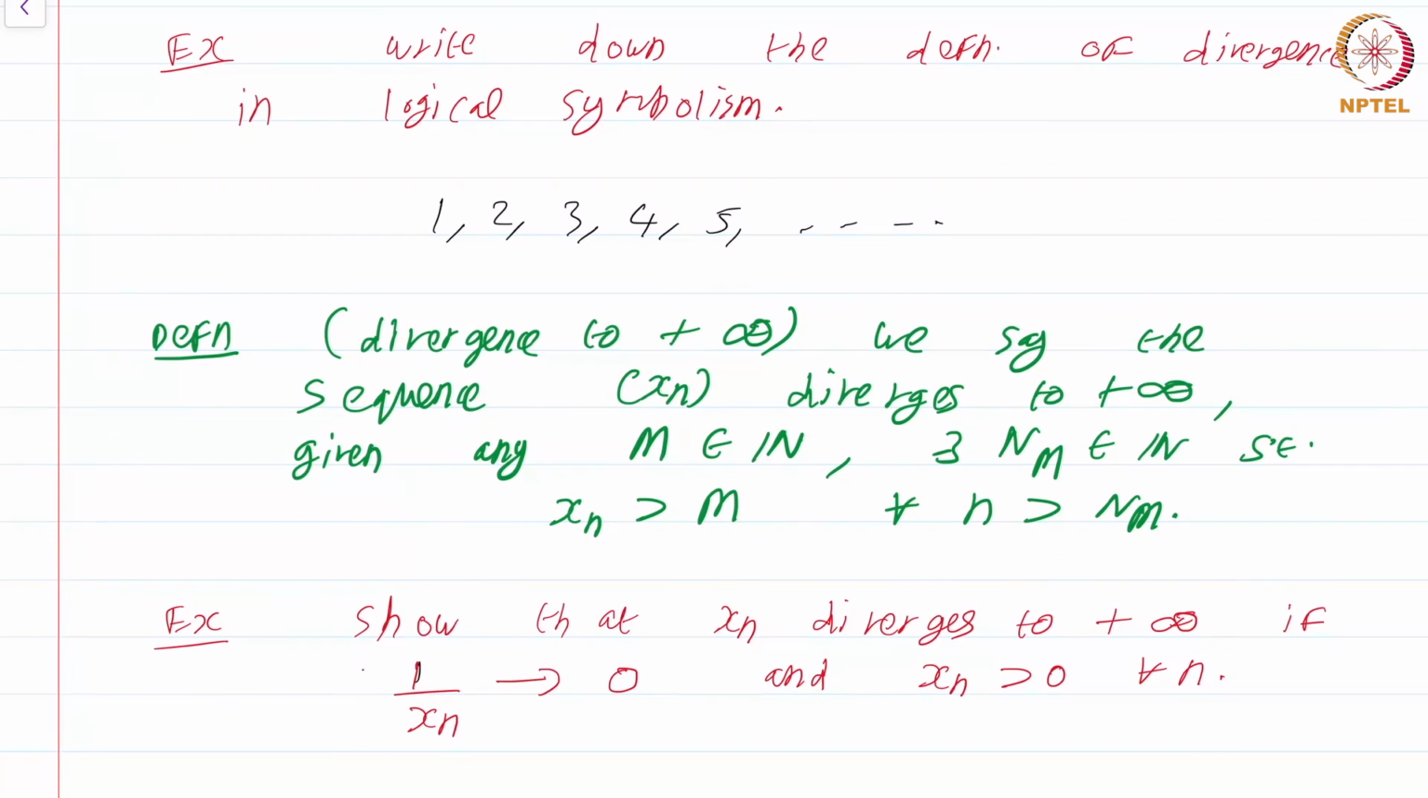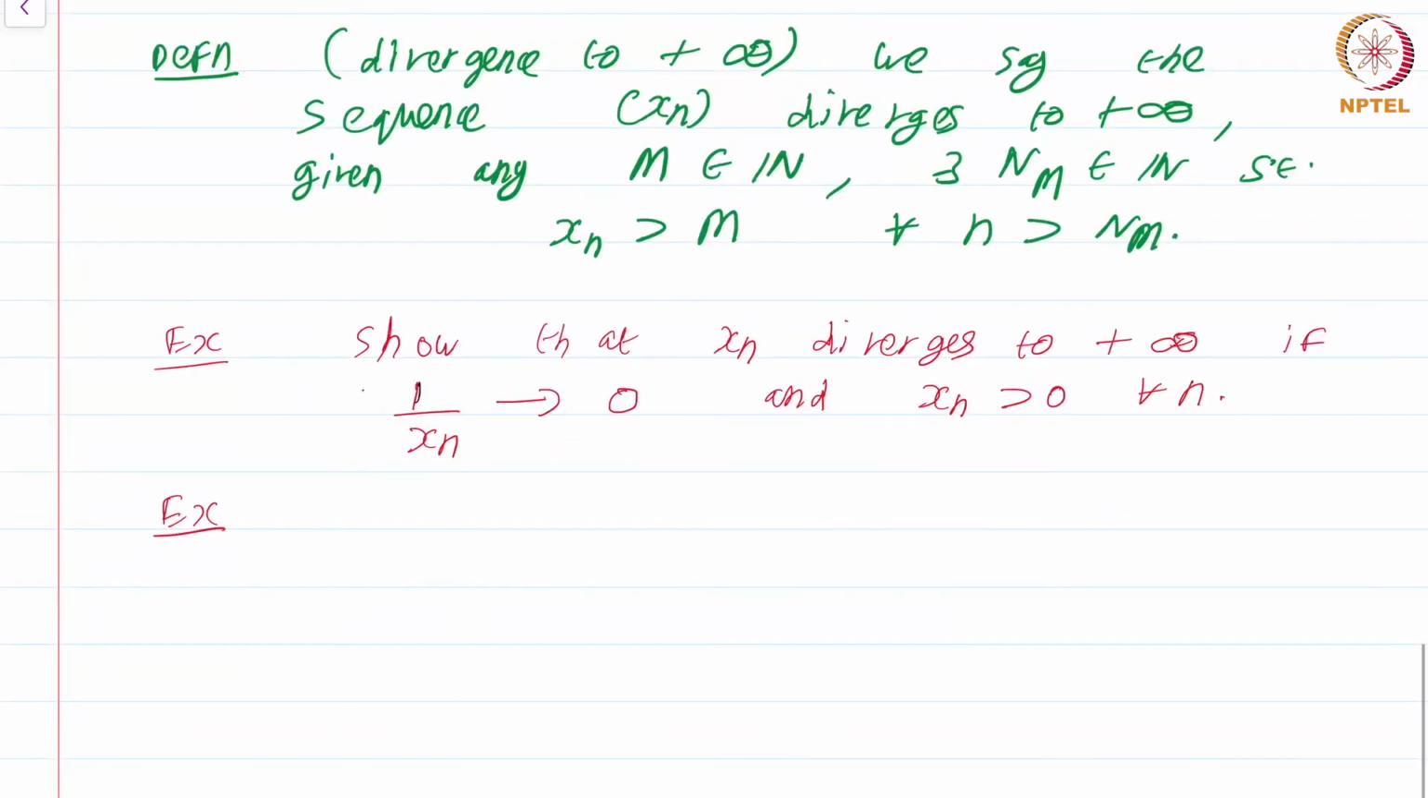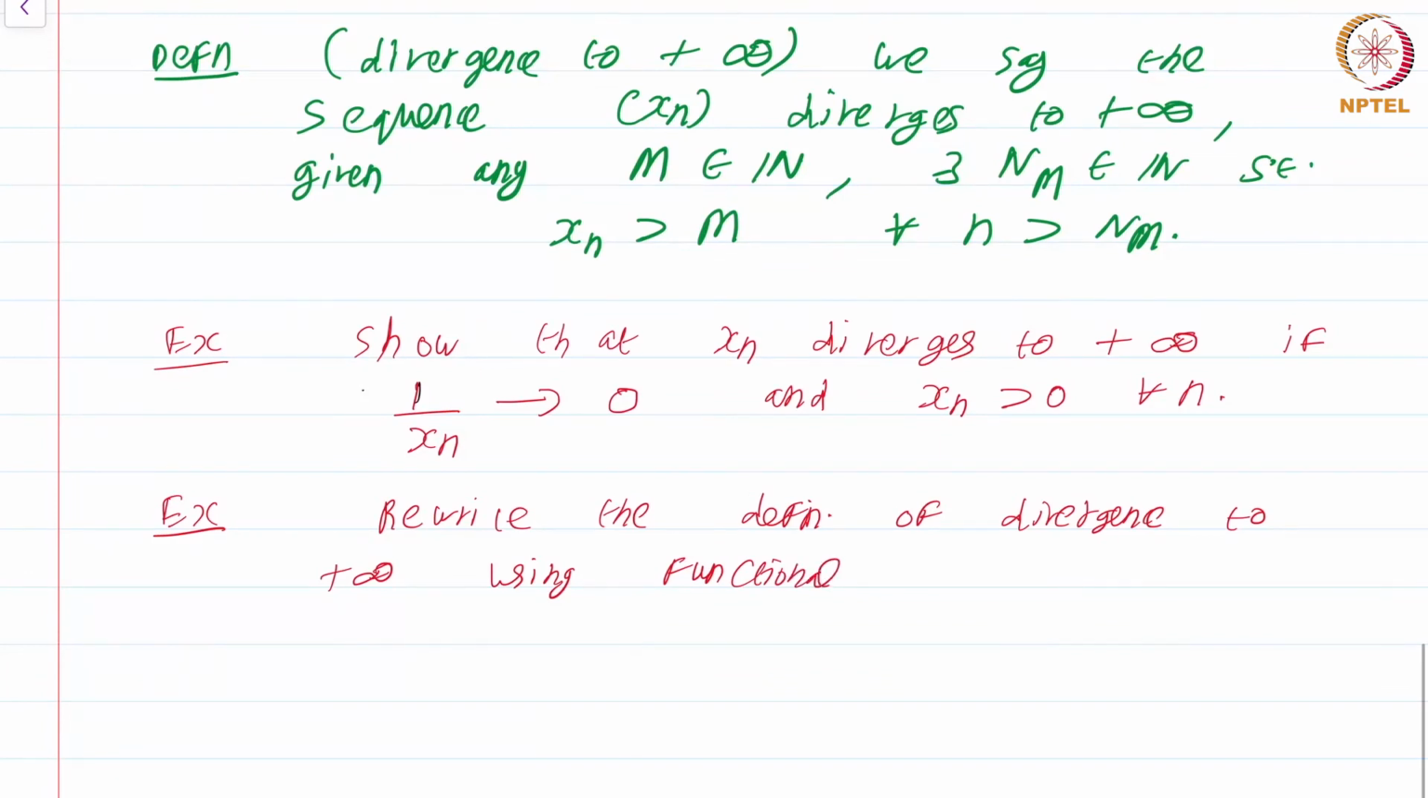Another exercise for you. Rewrite the definition of divergence to plus infinity using functional notation. Exactly like what we had for the convergence of sequences, where we used a function n of epsilon, rewrite this definition also using functional notation. Okay? So, this is about divergence to plus infinity.